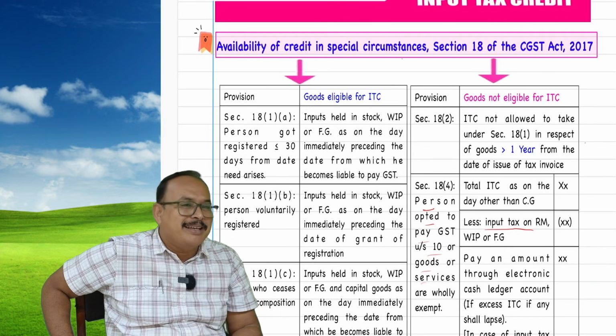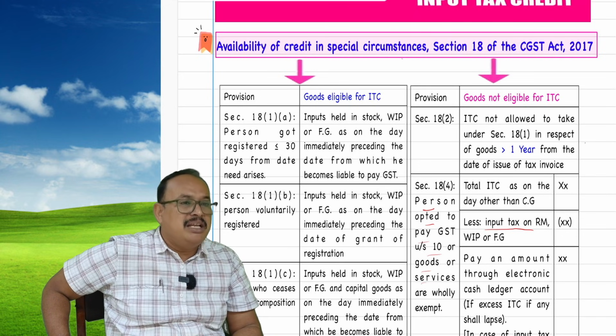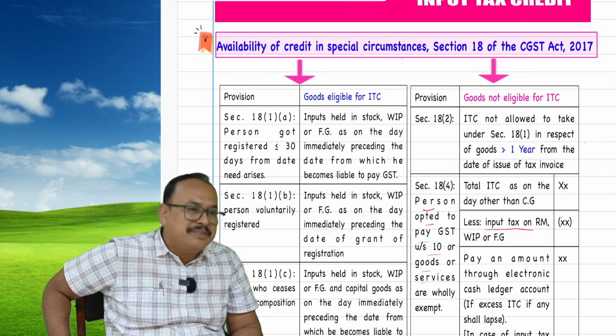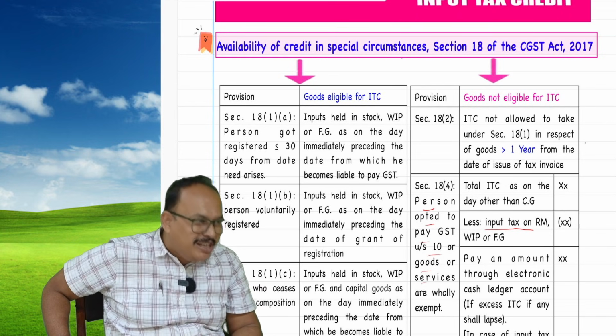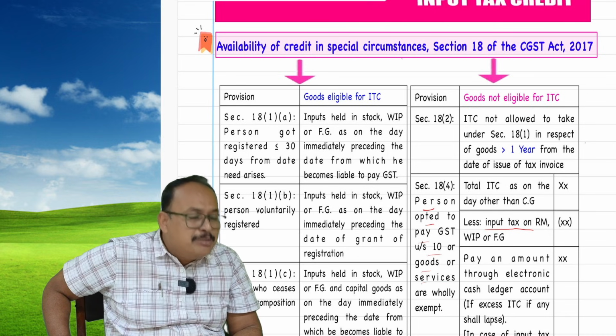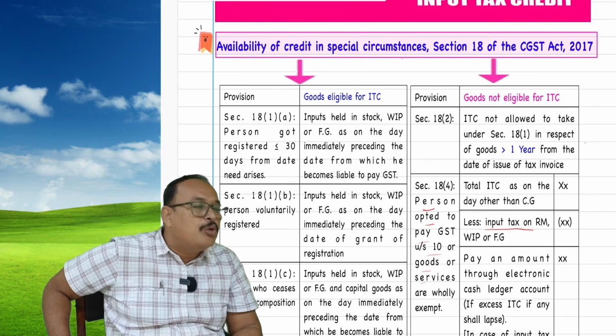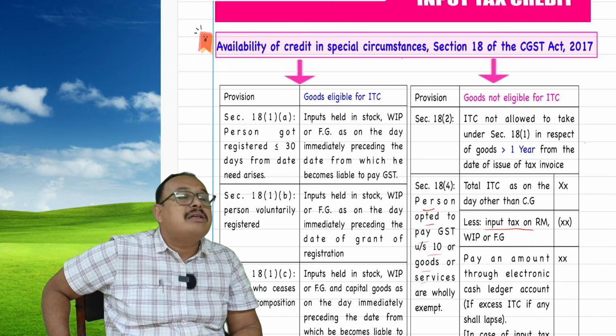18.1, we have class A, class B, class C, class D. Class A: if you got registered compulsorily within a period of 30 days from the date the need arises, you are eligible to claim ITC only on inputs. For the inputs, the invoices should not be older than 1 year from the date of invoice till the date of availing ITC.